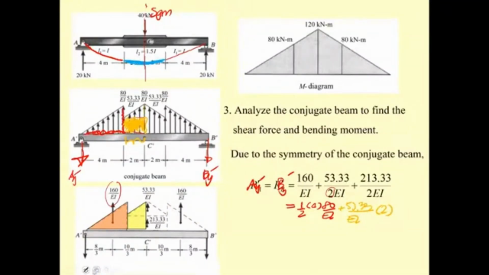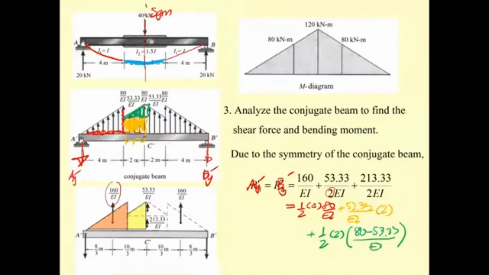Let's put this one in the green. We have this one for the green. Okay, this one for the green. So the height of this is 80 divided by this one. So it's going to be plus 1/2 of 2 meter. Okay, and then it's going to times 80 minus 53.33 divided by EI. Okay, you will get this.